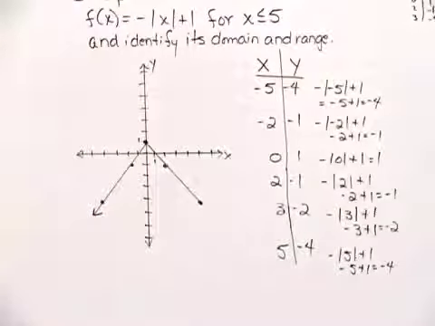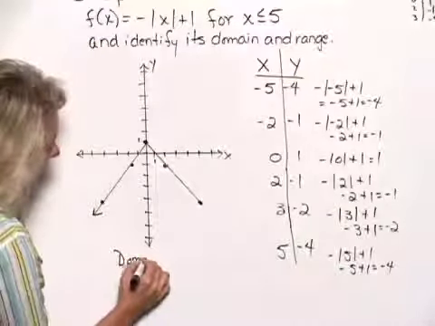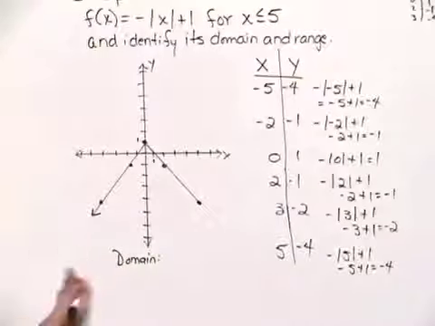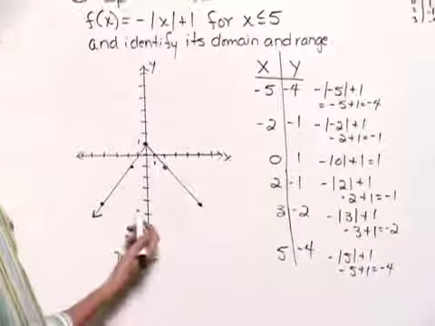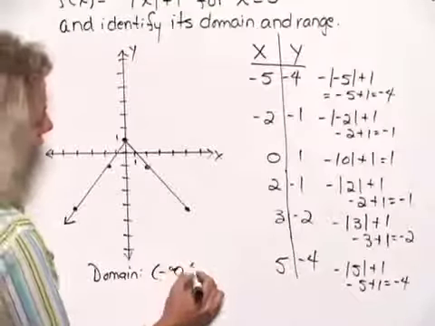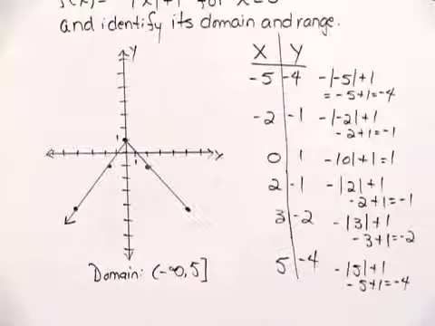So now we need to determine what our domain and range is. Our domain will be all of our x values on the graph. So it's going to be from -infinity to +5, with a bracket around the 5 to indicate that 5 is a point on the graph. And as a matter of fact, the point 5, -4 is a point.